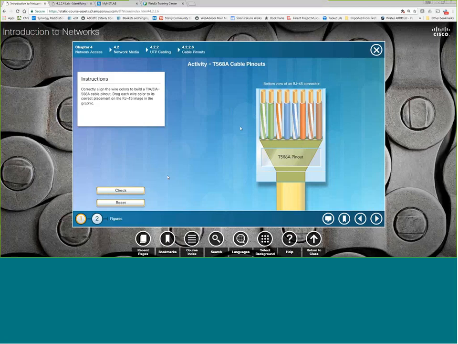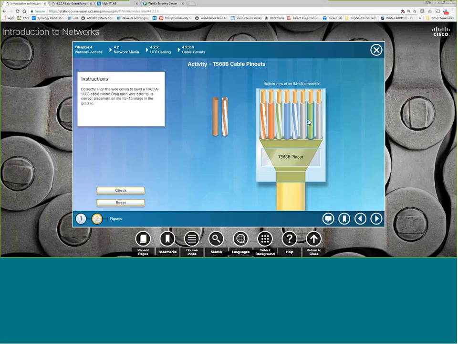And then you can go, and this tells you to do 568B. The only difference there is white orange, orange, white green, blue, white blue, green, white brown, brown.